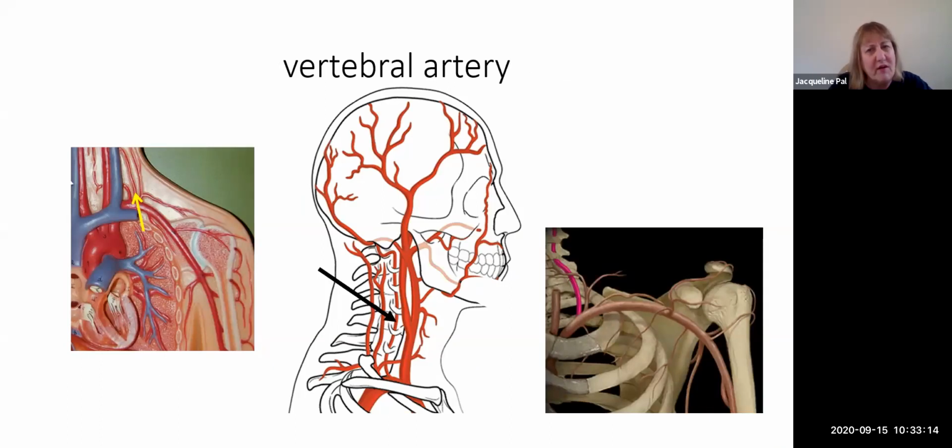So recall, we'd already learned about the vertebral arteries in their position traveling through the transverse foramina of the cervical vertebrae. And then they went through the foramen magnum to join together to form the basilar artery at the base of the skull. So here what we are looking for is a blood vessel that is going to travel upward in the neck area, as you can see on the other two pictures.